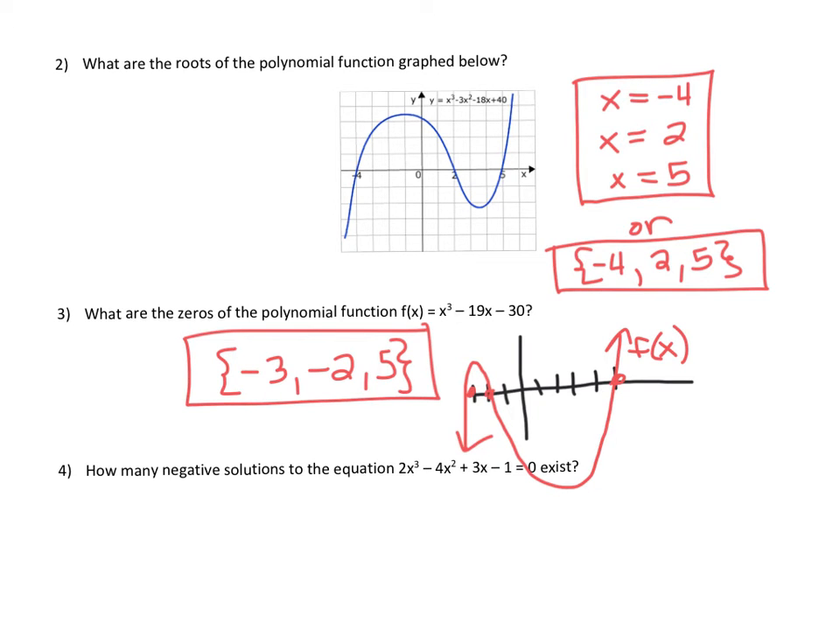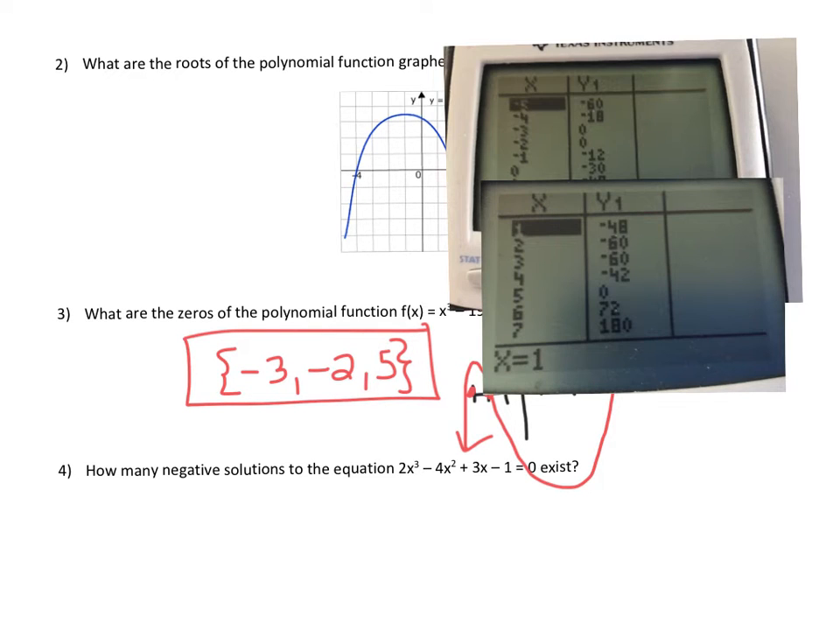One other thing I want to say, if you go to your table of values, if you hit second graph, I actually had to take 2 pictures there because I couldn't get them all into one, but what you'll notice is that at -3, the y value is 0, at -2, the y value is 0, and at +5, the y value is 0. That's why these are my zeros. So if you prefer to just go to the table of values, you can find your zeros like that also.